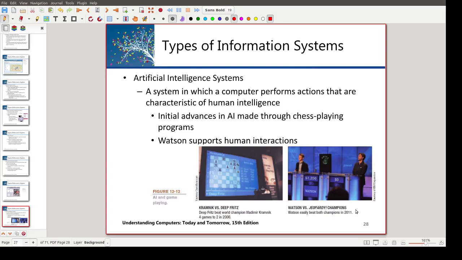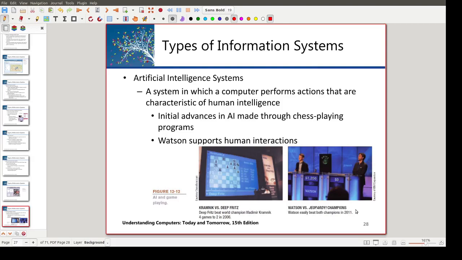Initial advances in AI were made through chess playing programs. For example, playing games is very hard. It is not as simple as reading or writing. Reading is very easy, writing is a little bit harder, but playing games is much harder. So that's why initial advances in AI were focused on playing games, programs like chess playing programs.